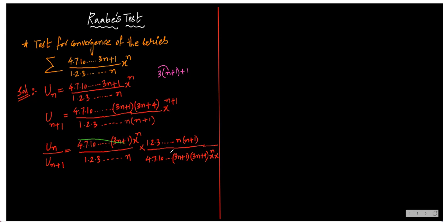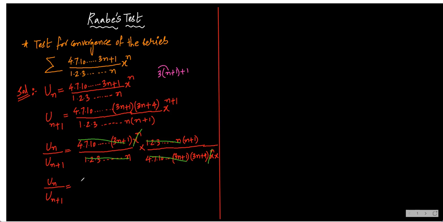This is up to n plus 1, and it is cancelling out. X power n will be cancelling with this x power n. Even up to the nth term here, it is also cancelling out. Tell me what is left of un by un plus 1 value.